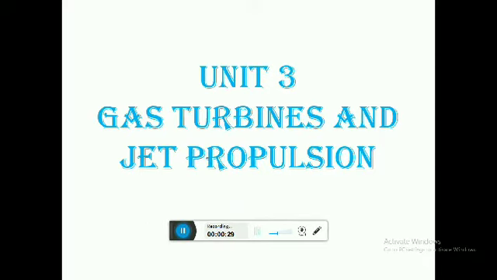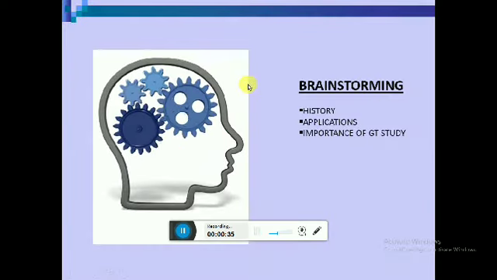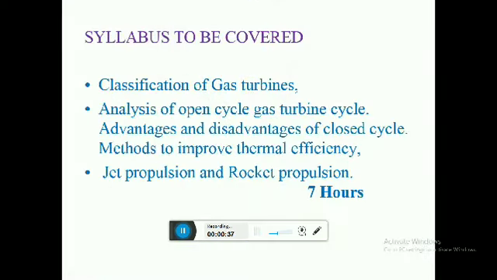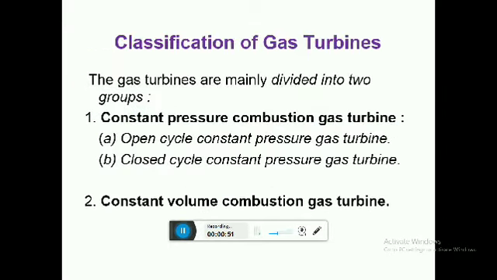Gas turbines and jet propulsions. It comes in module 2, it's not module 3. So mainly the syllabus covered here will be classification of gas turbines, analysis of open gas turbine cycle, advantages, disadvantages, then methods to improve thermal efficiency, jet propulsion and rocket propulsions.